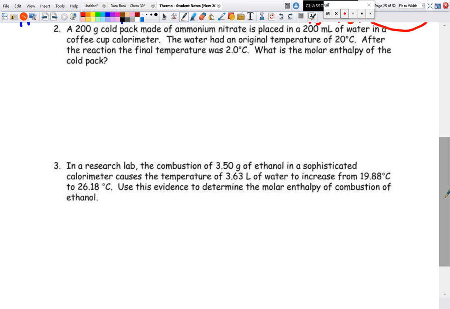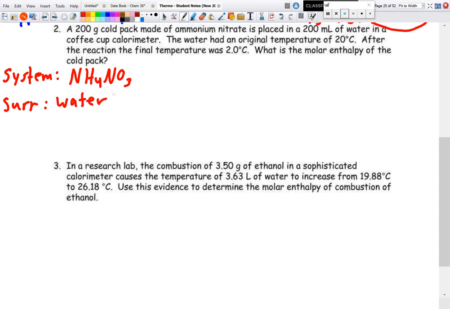So, same thing. We have our system. In this case, it's our ammonium nitrate, because that is the thing dissolving, and ammonium nitrate is NH4NO3. Our surroundings, in this case right here, is our water. Okay? So same thing as before, ΔH is equal to negative mc delta T. Remember, ΔH is for the system, and negative mc delta T is for our surroundings.